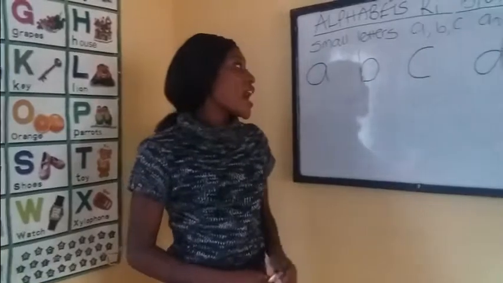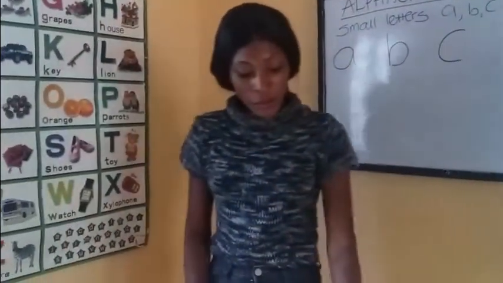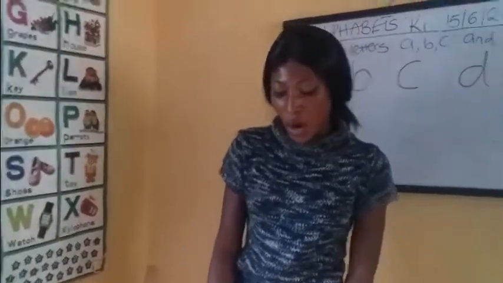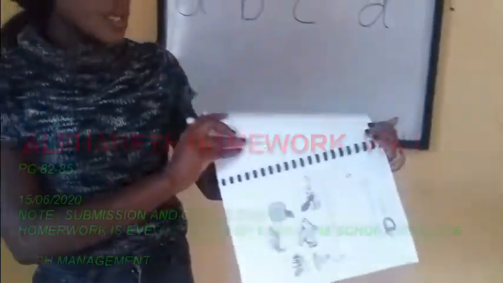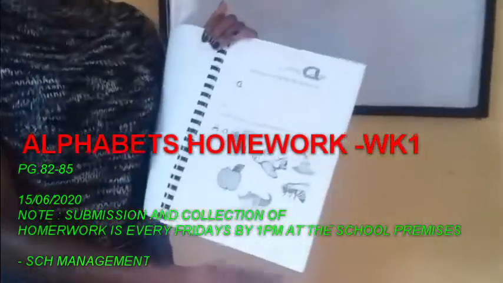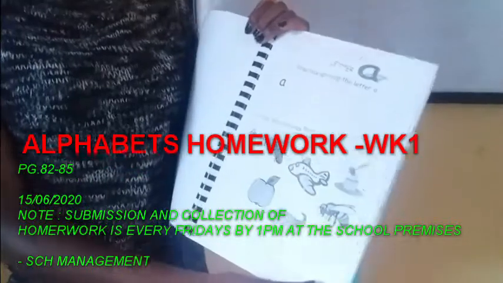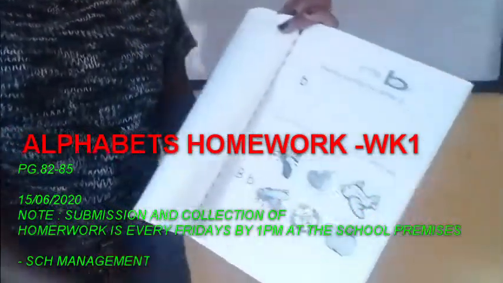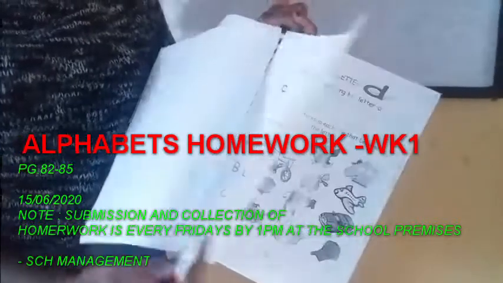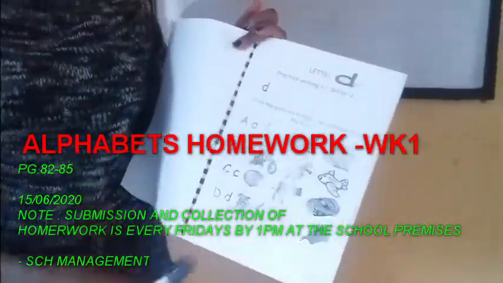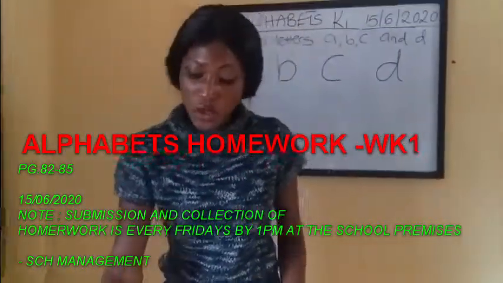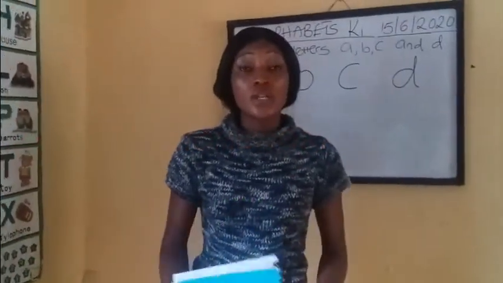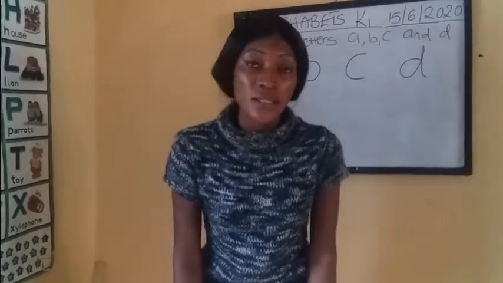So that is all we have for today. And before I go, I'll be leaving us with our homework. In your alphabet workbook, you open to page 82 where we started letter A. Now you are going to do pages 82, 83, 84 and 85 where we stopped, the letter D. After doing your homework, you are to submit your books in the school on Friday by 1 p.m.